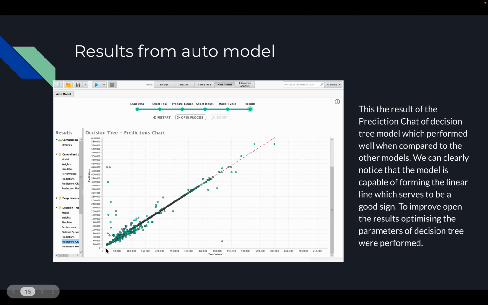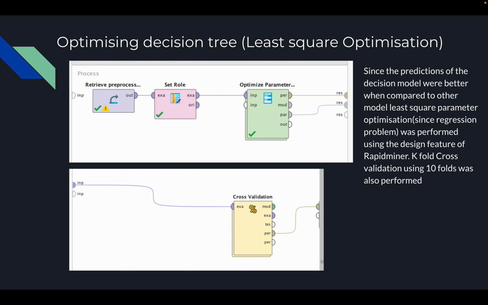This is a prediction graph after applying the decision tree model. You can see that the model is performing really well because you get a defined line, but then you have a few inaccuracies here. By optimizing the parameters, you can remove them too. So I used RapidMiner to apply the least square optimization technique.